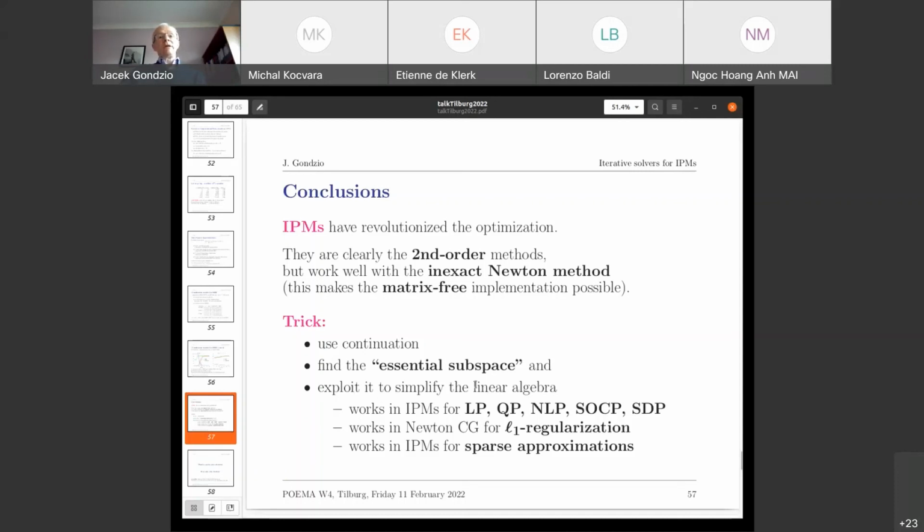This can be achieved by exploiting linear algebra. But the beautiful thing about interior point is that you can solve various classes of problems with virtually the same algorithm. But you can also go outside of these classes of problems and use Newton CG for L1 regularizations, or use dedicated interior point methods for sparse approximations. And this was my last slide.